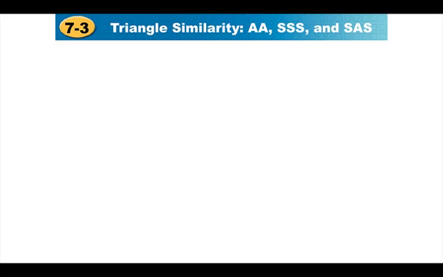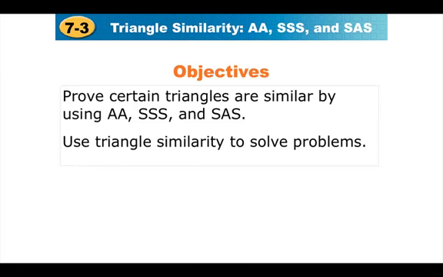Section 7.3, triangle similarity. There are 3: angle, angle; side, side, side; and side, angle, side. These are the objectives. You can go ahead and read.